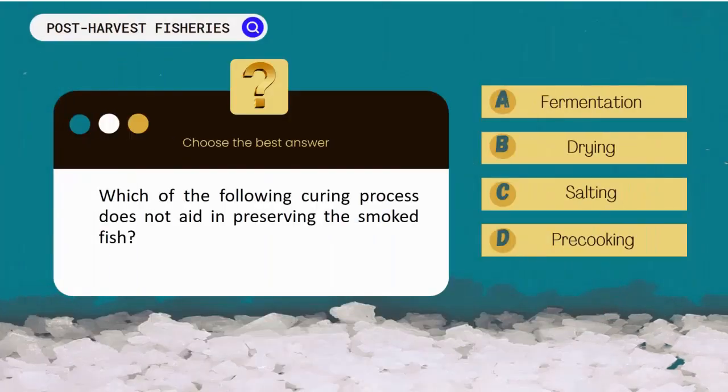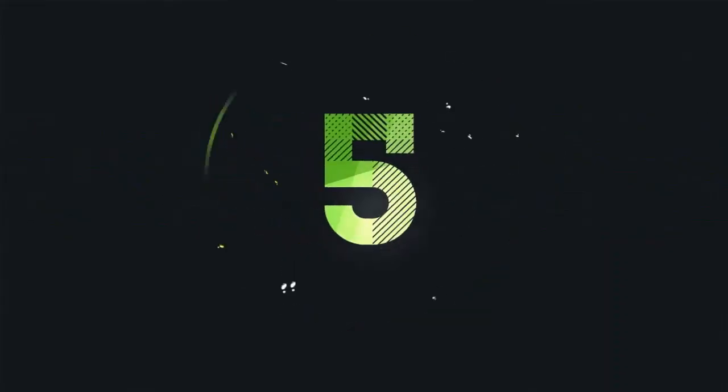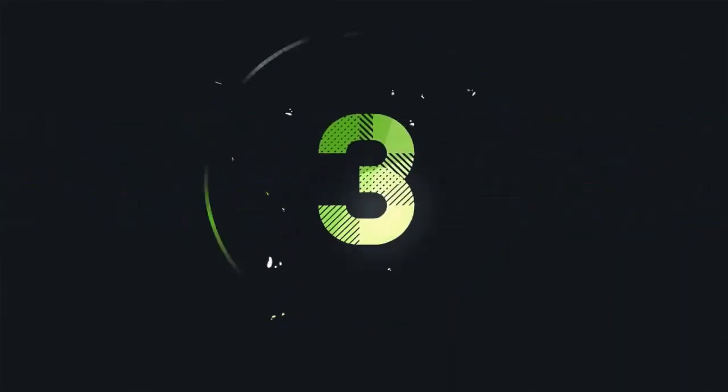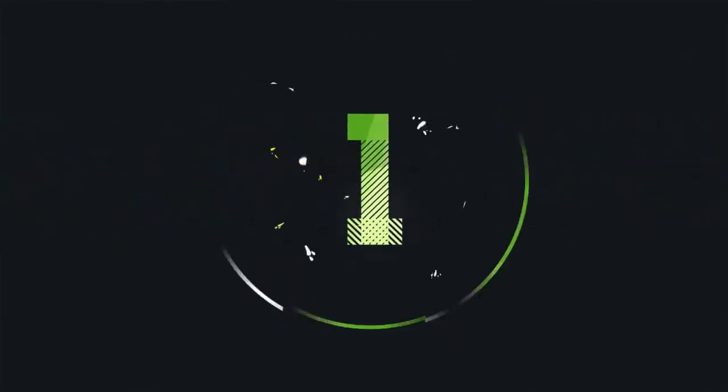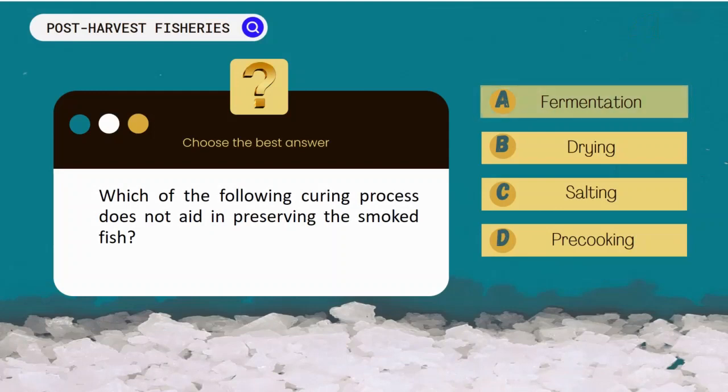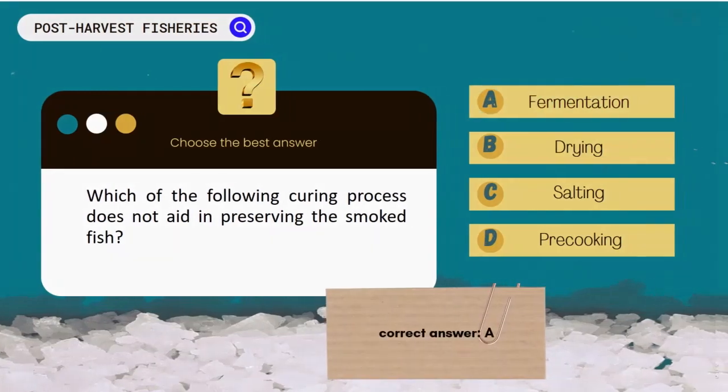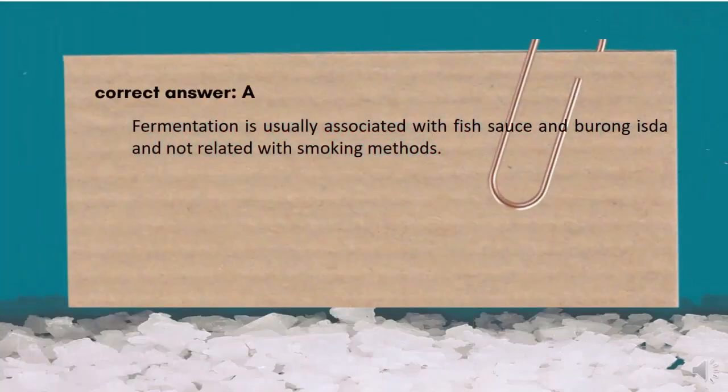Which of the following curing process does not aid in preserving the smoked fish? A. Fermentation. B. Drying. C. Salting. D. Pre-cooking. The correct answer is A. Fermentation is usually associated with fish sauce and bagoong isda and not related to smoking methods.